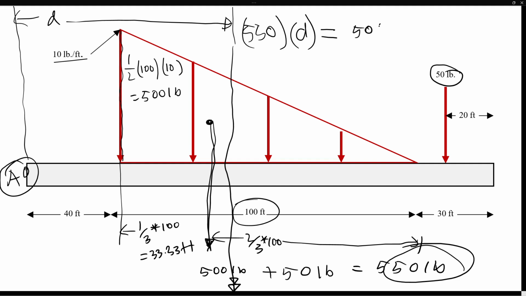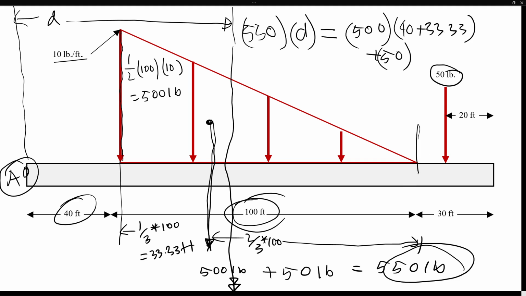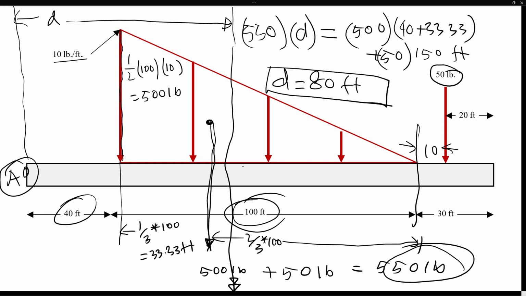So the 500 pounds times the distance from A, which will be 40 plus 33.33 foot, plus this 50 pound concentrated load, and that is 40 plus 100 plus this is 10. So 150 foot from point A. Now if you solve for D, I found that is 80 foot from the left side. So this distance is 80 foot.